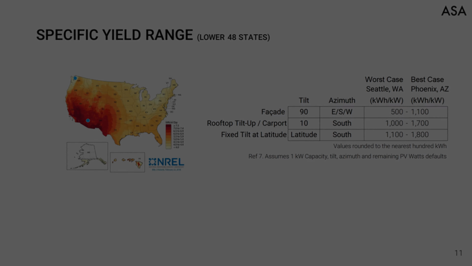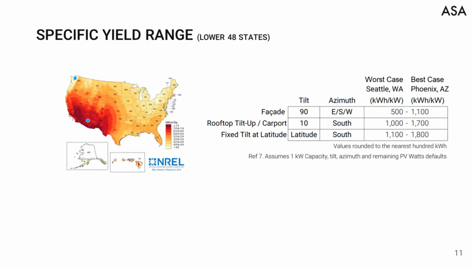You might be wondering what sort of ranges should be expected for specific yield. Based on NREL solar irradiance data, Seattle, Washington serves as a good worst-case solar scenario in the lower 48 states. Phoenix, Arizona, on the other hand, serves as a good benchmark for some of the best-case irradiance.